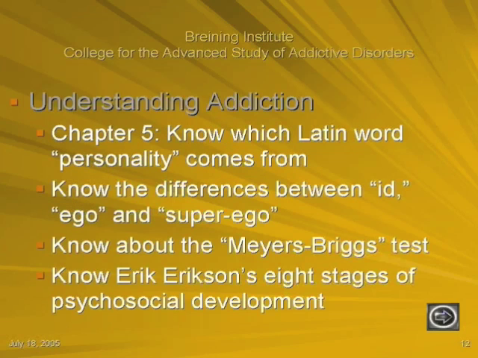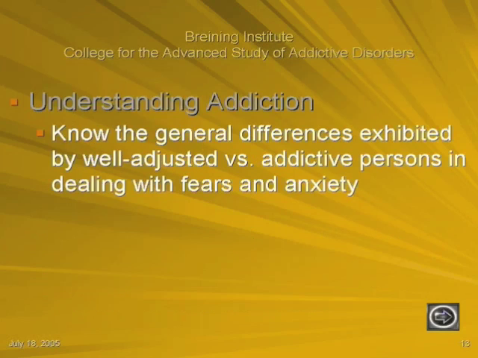In Chapter 5, starting on page 45, know everything that this slide outlines, where the word personality comes from, id, ego, superego, Myers-Briggs tests, and also know Erik Erikson's 8 stages of psychosocial development. For example, know what initiative versus guilt is, that it's in the 4th through the 5th year of life, and understand the difference between that and industry versus inferiority, which would be the 4th stage. How does this apply to a chemically dependent individual?